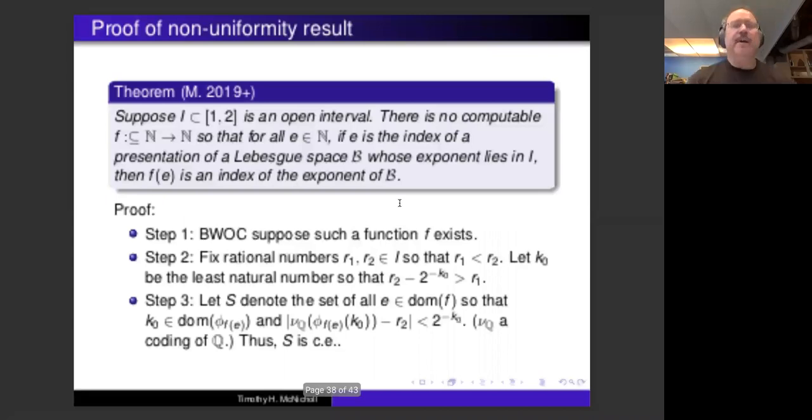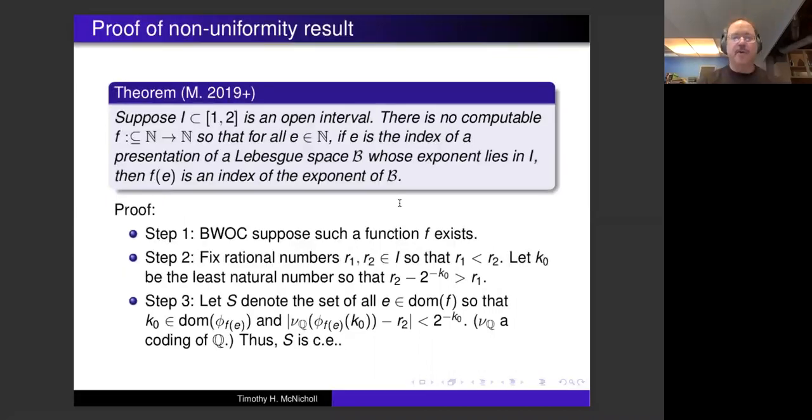Okay, finally, now we can prove this non-uniformity result. So we're going to follow a familiar kind of pattern. We'll assume such a function exists, and then we'll hit it with the recursion theorem. So suppose such a function f like this exists. Again, what f does is it takes indices of Lebesgue space presentations and computes their exponents, provided the exponent lies in this interval I that we're given. And then we're going to fix rational numbers r1 and r2 and a number k0, so that r2 minus 2 to the minus k0 is larger than r1.